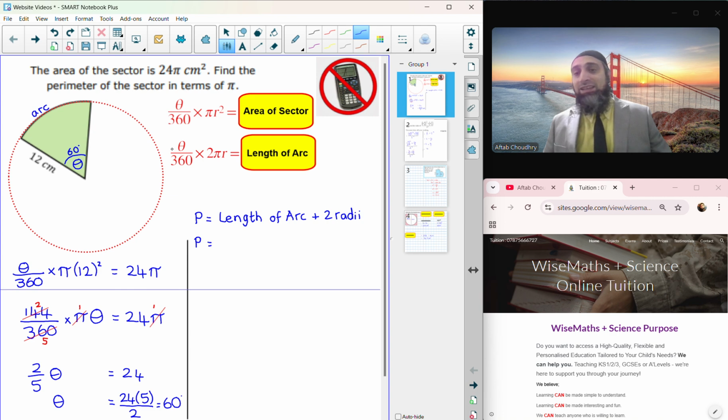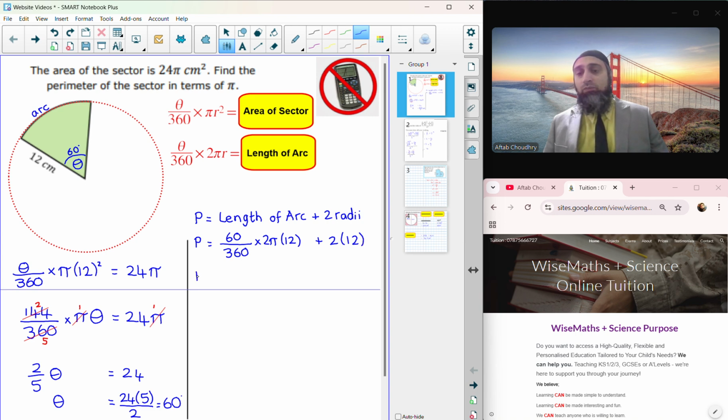The length of the arc is theta over 360. We know that theta is 60 now, so that's 60 degrees over 360 multiplied by 2 times pi times the radius. We know the radius happens to be 12. Then plus 2 lots of radii, and that's going to be 2 multiplied by 12. We're trying to avoid using a calculator today.